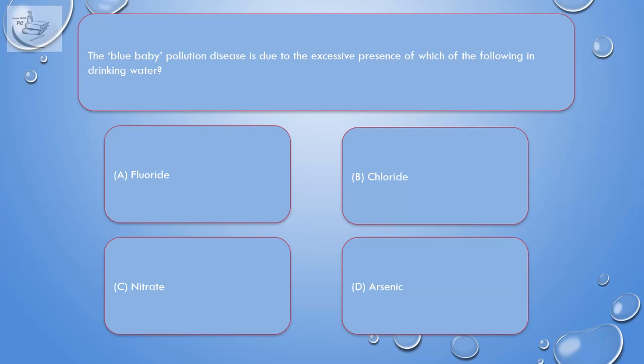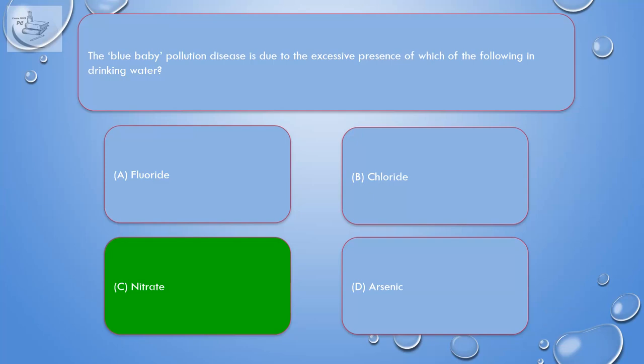Question: The blue baby pollution disease is due to the excessive presence of which of the following in drinking water? A. Fluoride. B. Chloride. C. Nitrate. D. Arsenic. Correct answer is C. Nitrate.